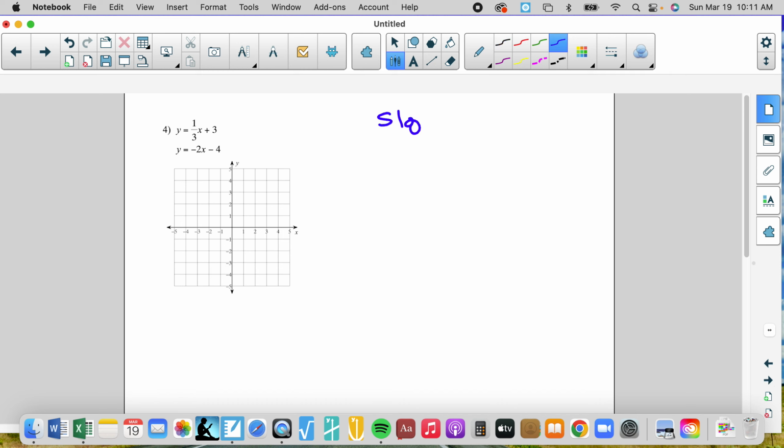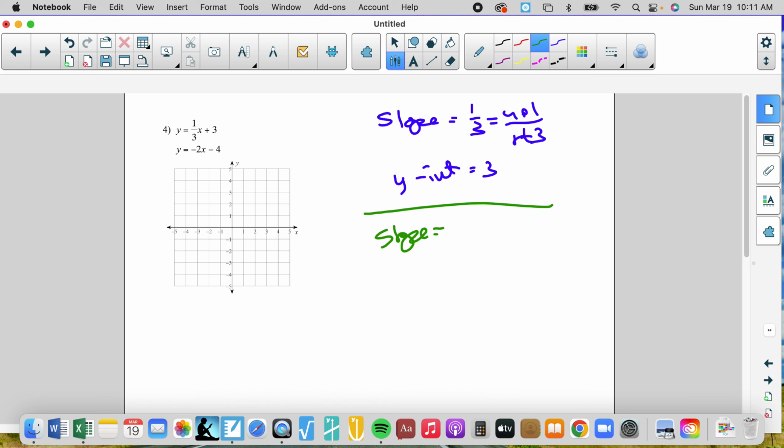My slope equals 1/3, which is up 1, right 3. My y-intercept is 3. I have my other equation, which has a slope of -2, which is -2/1, which is down 2, right 1, with a y-intercept of -4. So let's graph those. Y-intercept of 3, up 1, right 3, or down 1, left 3.